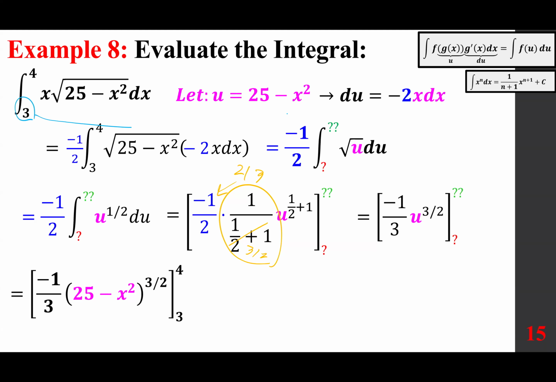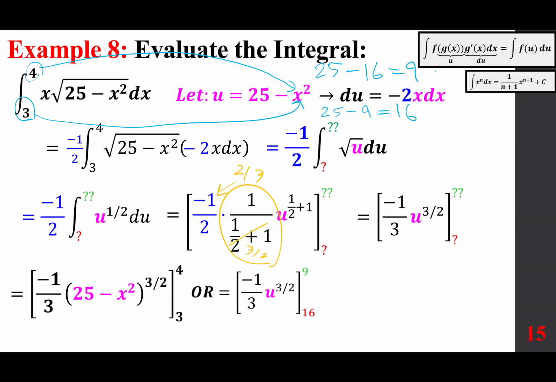So if I put number 3 here and square it, I get 9. So 25 minus 9 is 16. So this is the lower limit. If I put the upper limit here, I get 16. 25 minus 16 is 9. That's the upper limit. So we're going to evaluate this expression, negative 1/3 u to the power of 3 halves, from 16 to 9. So we're going to plug in 9 first, and then minus, plug in 16, and we're going to keep the negative 1/3 out.